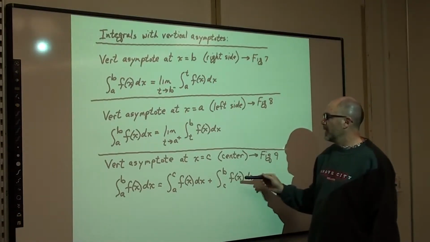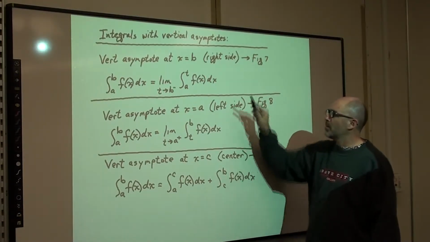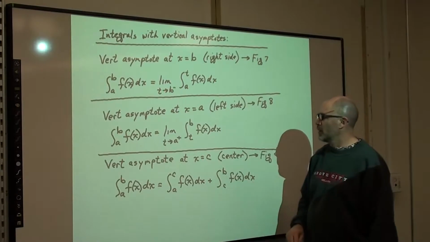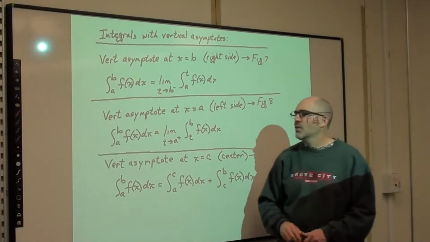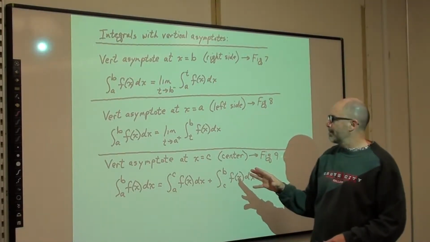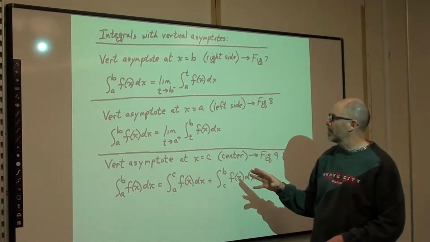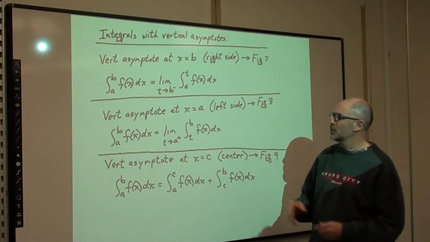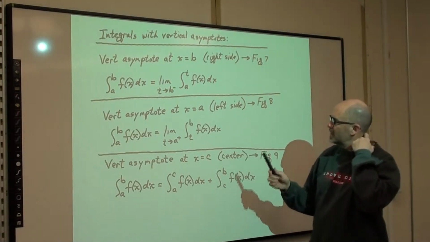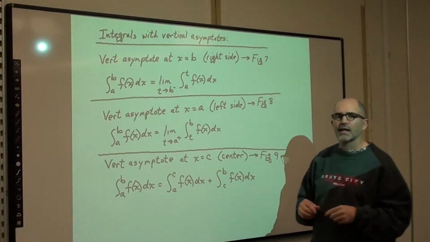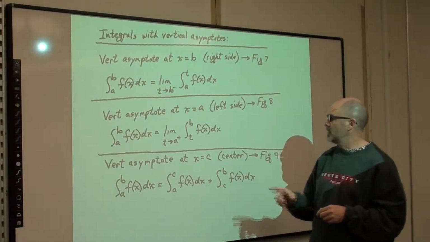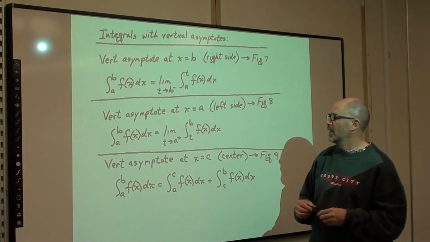So basically the center one is a combination of the first two. These are similar too. Sometimes you're going to get divergence and sometimes you're going to get convergence. So you just have to work out the integrals.